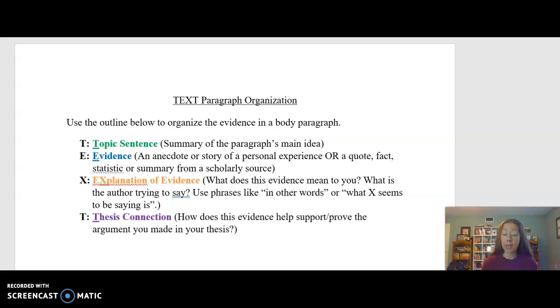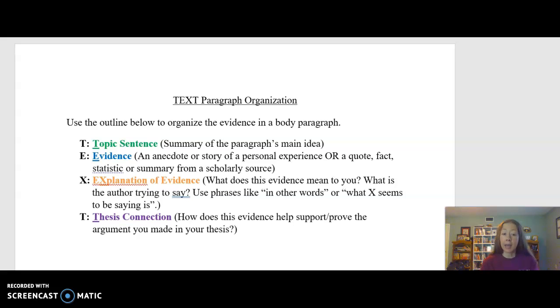Step number 2, evidence. In the case of this particular assignment, your evidence is the ad itself. You're going to describe what you see in the ad. So if I'm describing the composition of the ad for the Volvo ad, I might talk about the car and the lion and how they're sort of shown as mirror images of each other.